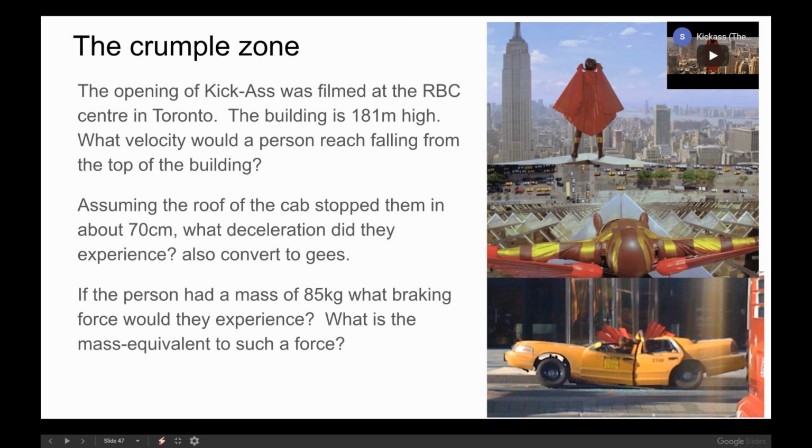We could do a range. You could do a minimum, the car dented 10 centimeters, and do a maximum, the height of the cab roof from the ground, and you could bracket your range, as they call it.